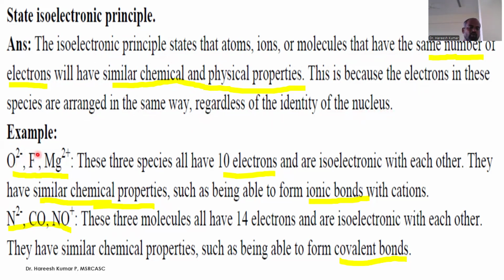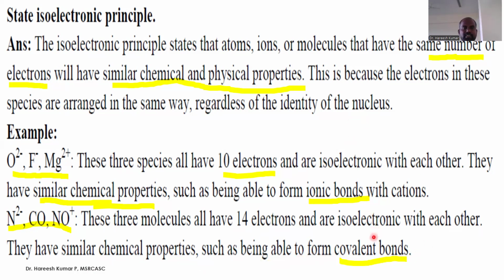O2 minus, fluoride anion, and magnesium 2 plus. These three species all have 10 electrons and are isoelectronic with each other. They have similar chemical properties, such as being able to form ionic compounds with cations. N2 2 minus, carbon monoxide, and nitric oxide ion. These three molecules all have 14 electrons and are isoelectronic with each other. They have similar chemical properties, such as being able to form a covalent bond.